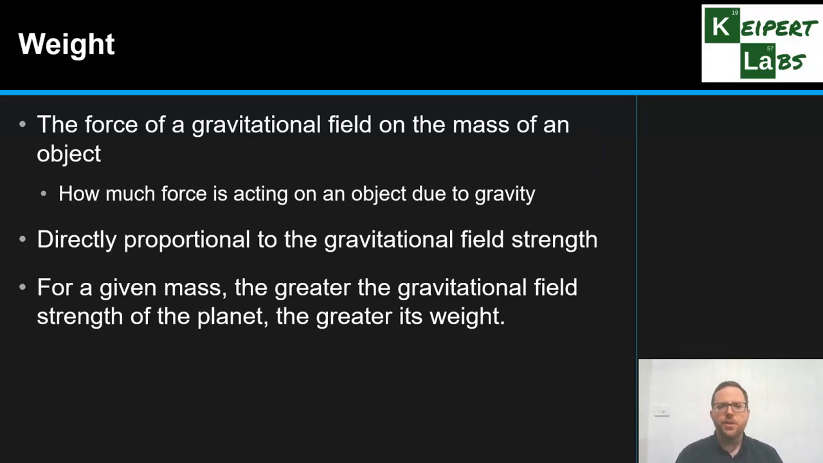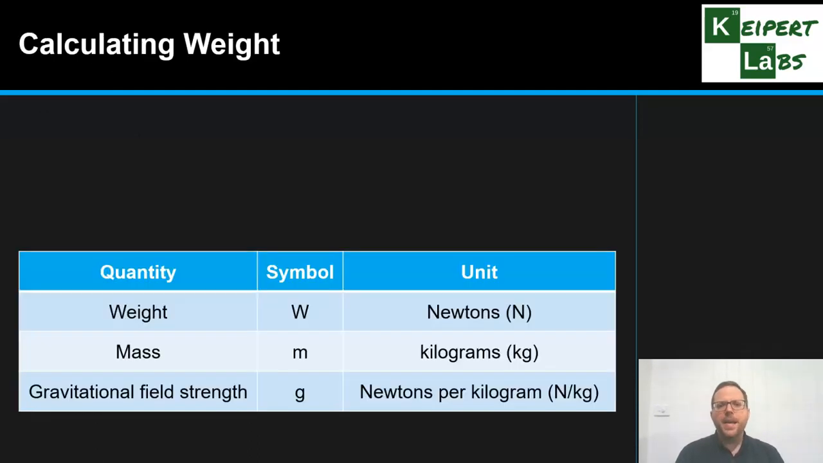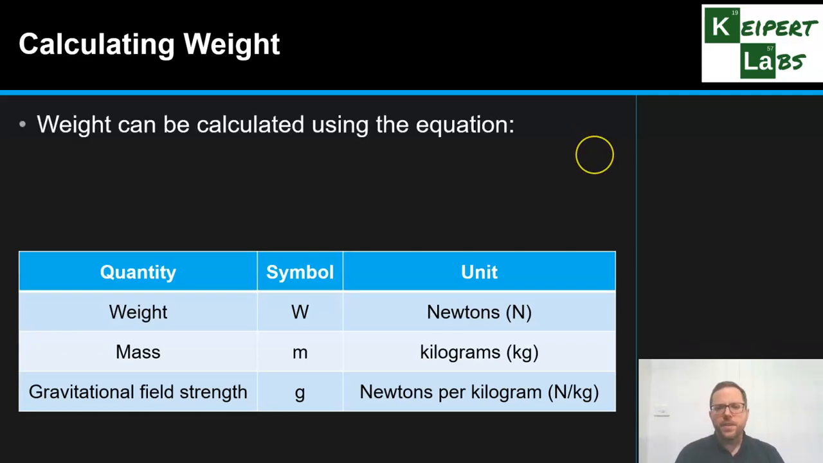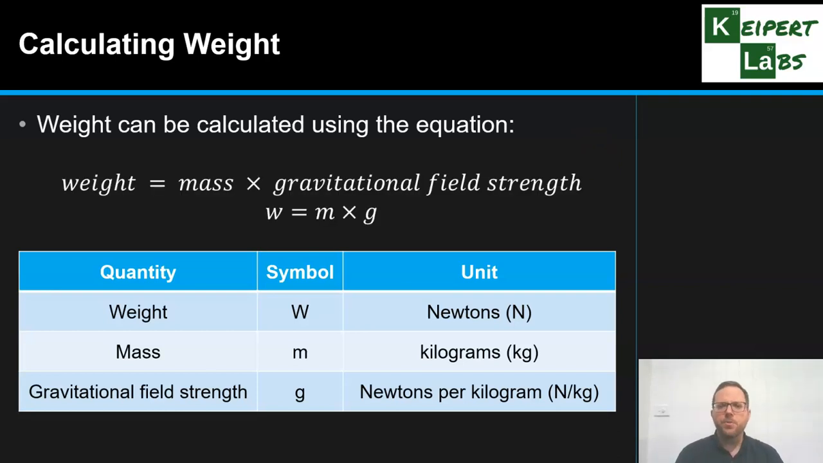Now their mass has not changed. They don't have a difference in the number of particles in their body, but the weight force due to the gravitational field is different. But how do we calculate weight? Well, there's a particular formula that we can use here. This equation is: the weight of an object equals its mass times the gravitational field strength. Each of these quantities has a symbol: W for weight, m for mass, and lowercase g for gravitational field strength. So it's W equals m times g, and these are the units for each of those quantities: newtons, kilograms, therefore newtons per kilogram.